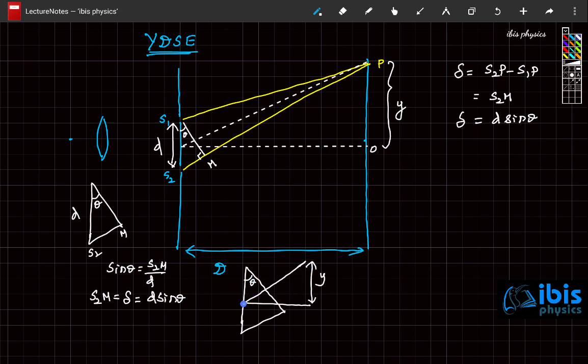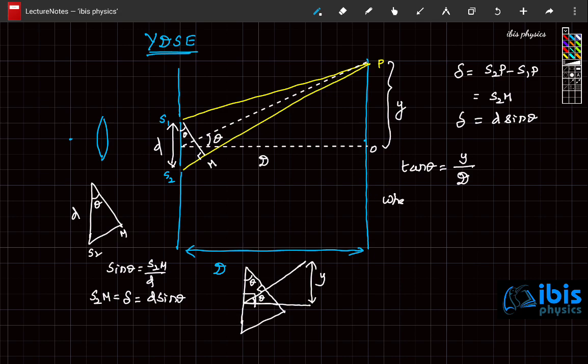If this is theta, this is 90 degrees, and this is going to be 90 minus theta. Since this whole angle is 90 degrees and this is 90 minus theta, this is going to be theta. So if this angle is theta, in this right triangle this is capital D and this is y. So tan theta equals opposite side divided by adjacent side, y by D.